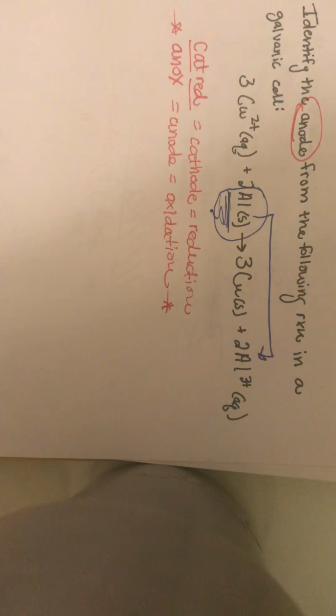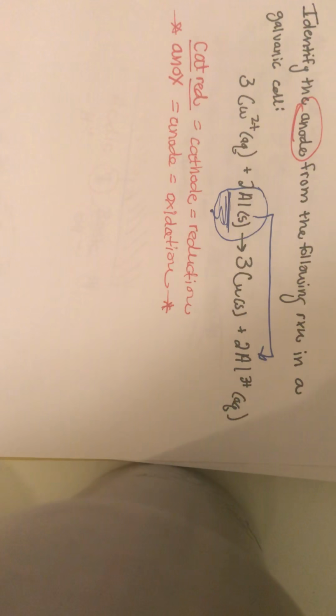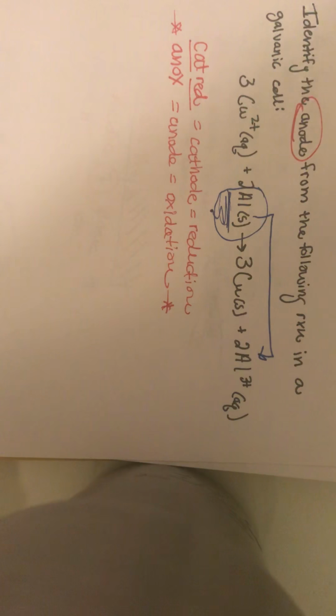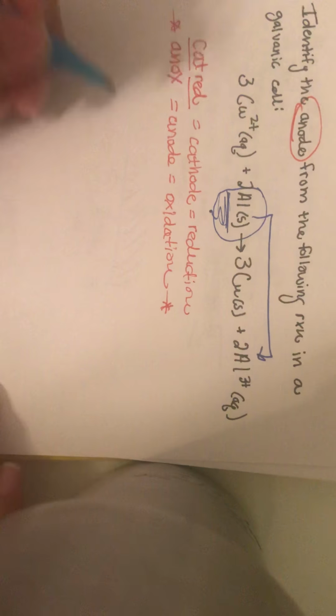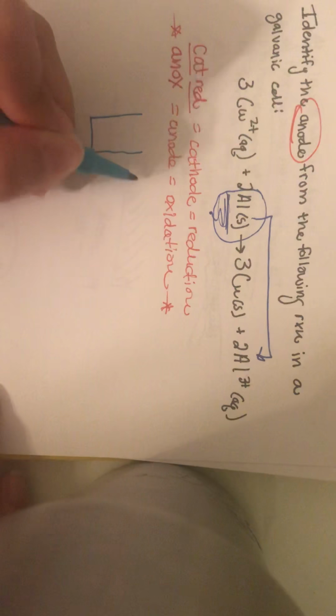The anode is always the same as the reducing agent, but it's important to know if you're asked the same question with a different reaction. If you didn't know how to find the anode, you could just solve for the reducing agent, but something that's also helpful is if you draw the galvanic cell.